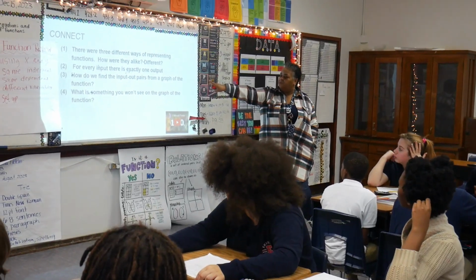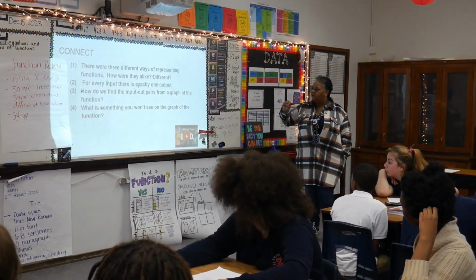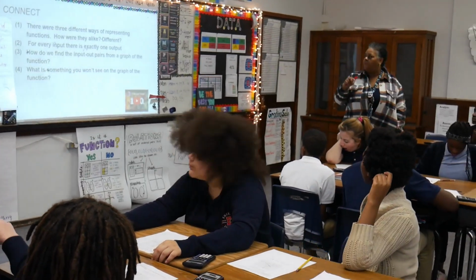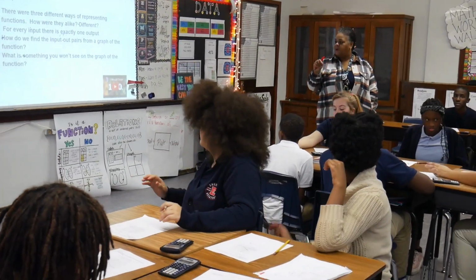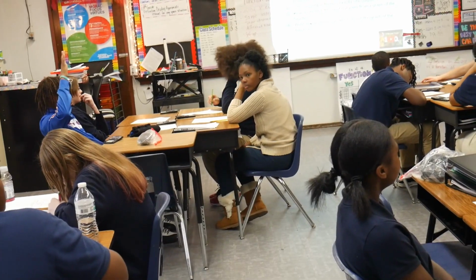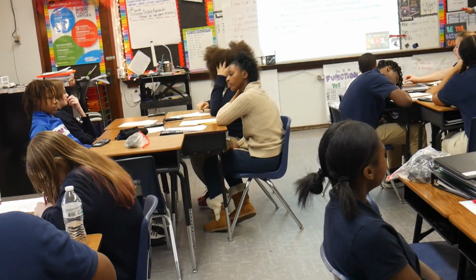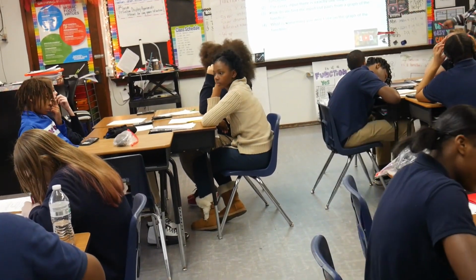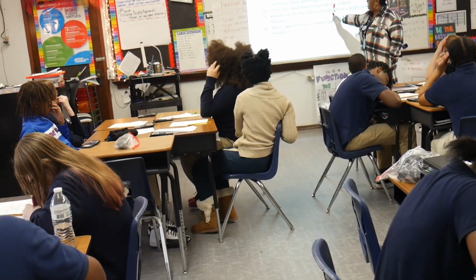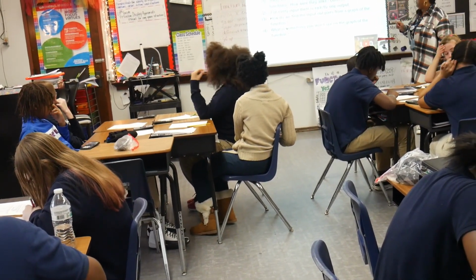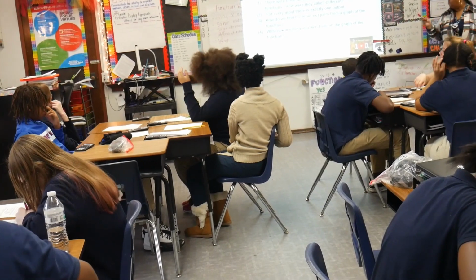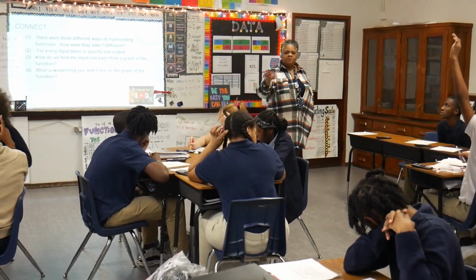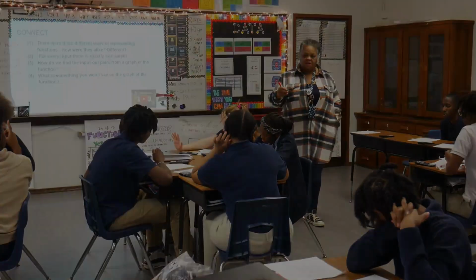But let me ask this, how do we find the input-output pairs from a graph of a function? How do we find the input and output pairs from a graph of the function? Oh, the X and Y. Yeah, what does the X represent? The input. The input, what does that Y represent? Output. Output, good. So for every input, there's exactly one output. And what is something you won't see on the graph of the function? One input with 2 different outputs. Good job. Kiss your brain.